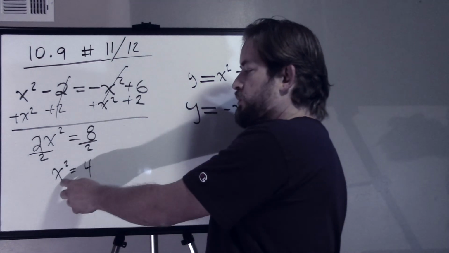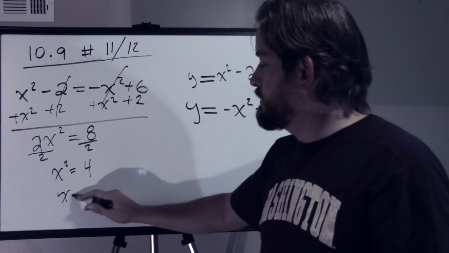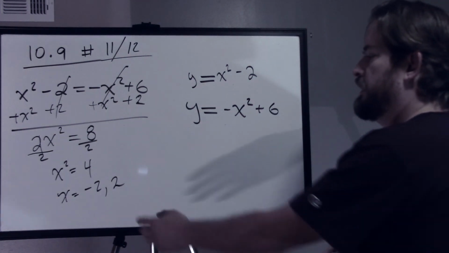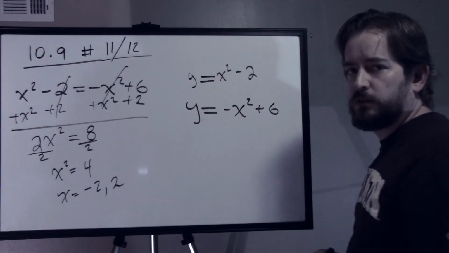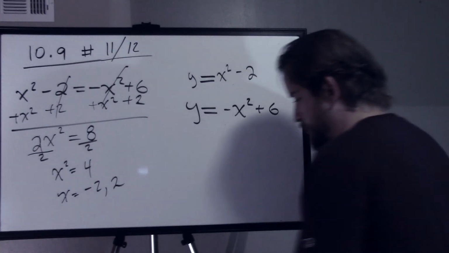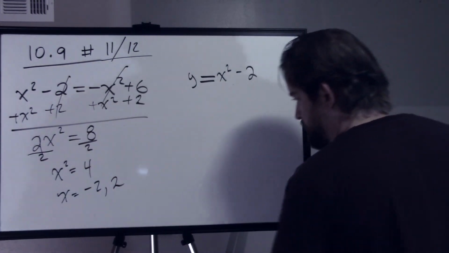But then, of course, this has two solutions. It's either positive or negative 2. So I have x equals -2 or +2. And then I just have to plug these into either one of these. It doesn't matter which one, you should get the same y values in either case. So I'll plug it into this top one because it's right there.